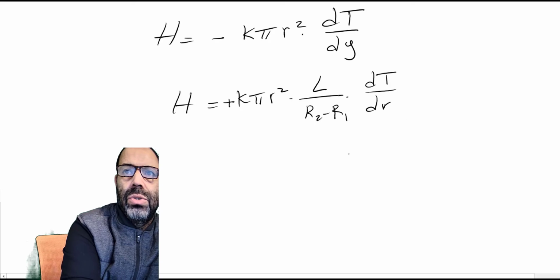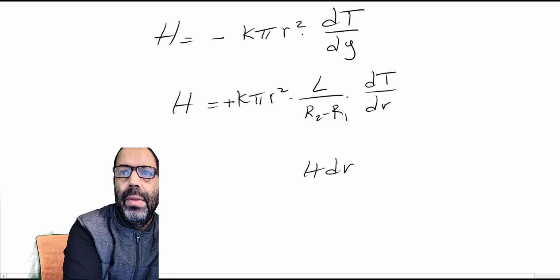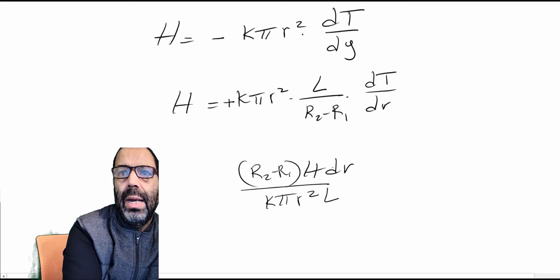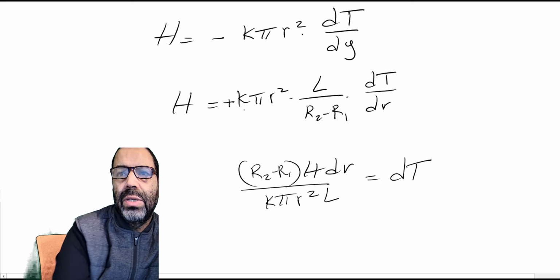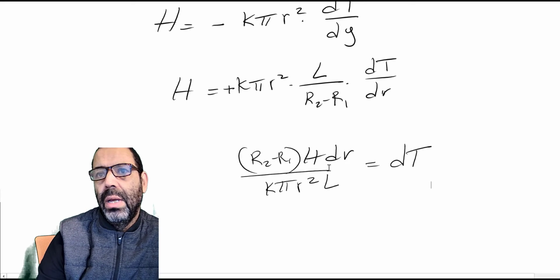So let's do that. So what we have in here, we have h times dr times r2 minus r1, divided by k times pi times r squared. So all of this stuff is just this term multiplied by h, of course, divided by L, of course, divided by k pi r squared L. Remember, I have dr and r squared in the denominator is equal to dt, basically. So just move things around until you get things to where they need to be.